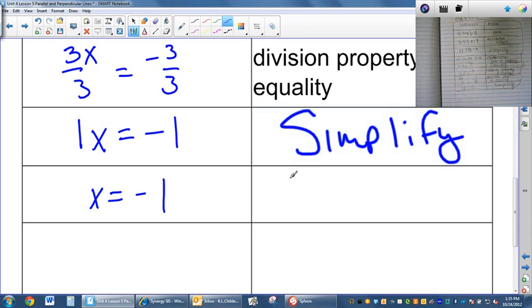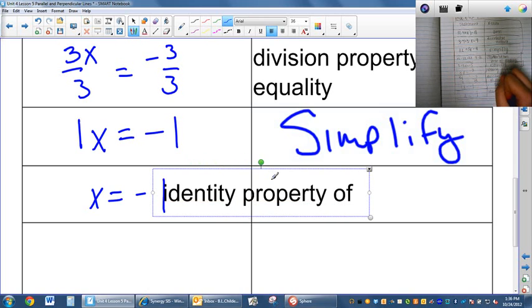How can I go from 1x equals -1 to x equals -1? What is the property that if I multiply anything by 1, it stays the same? If I multiply anything by 1, it stays the same. Identity property.